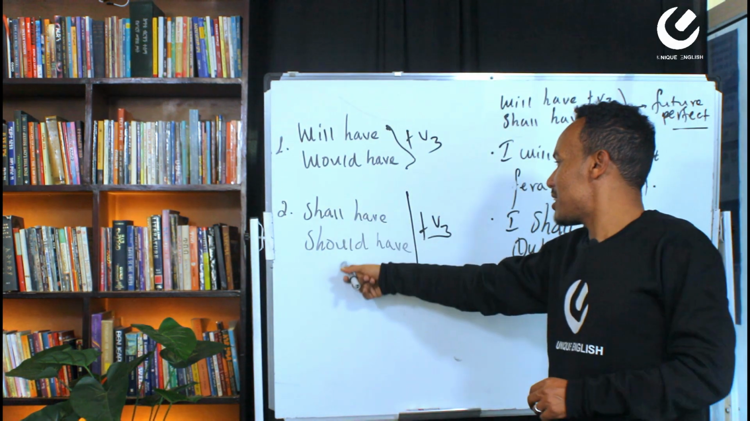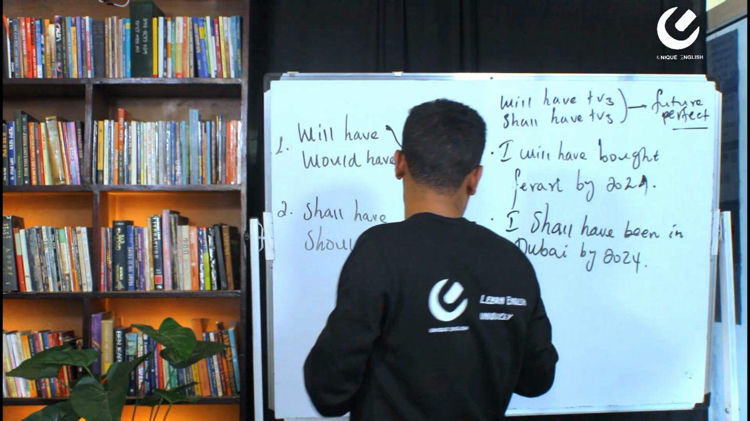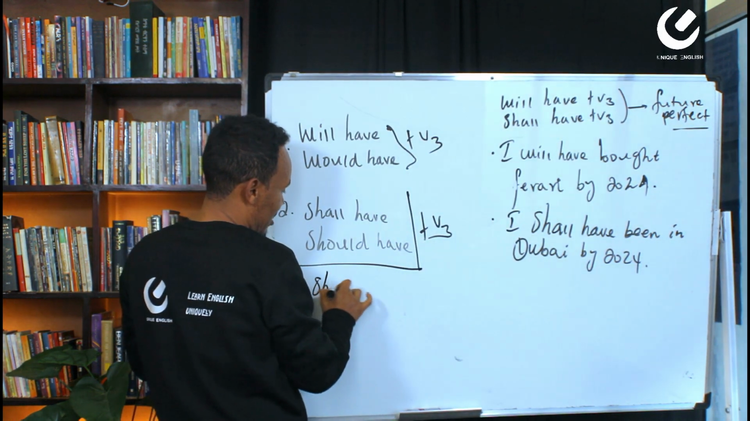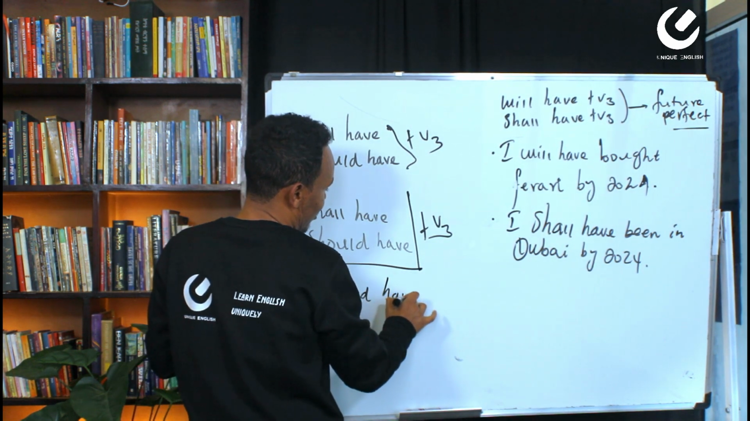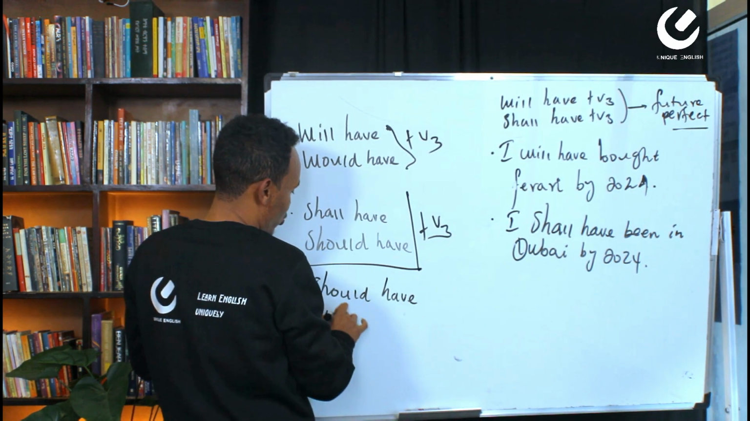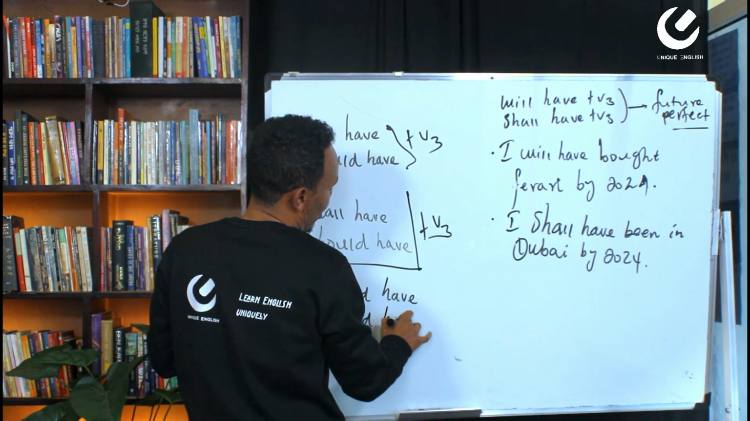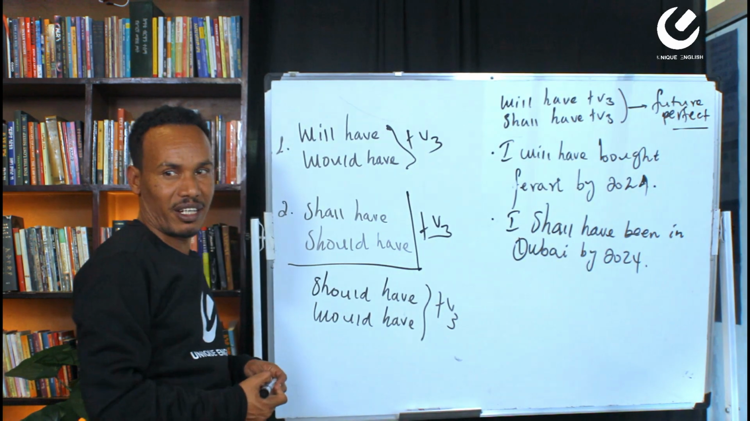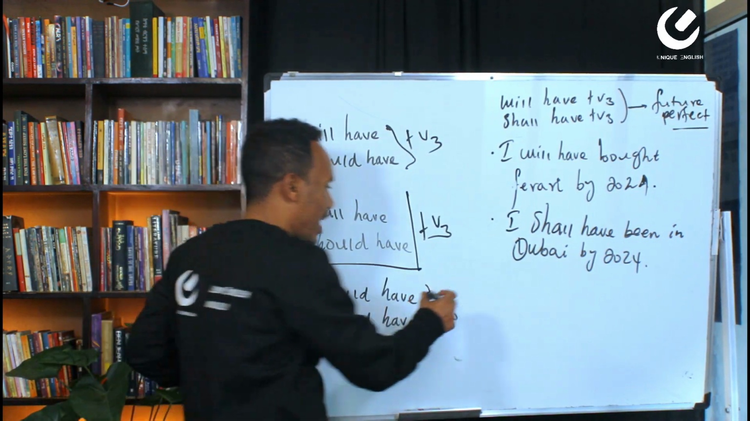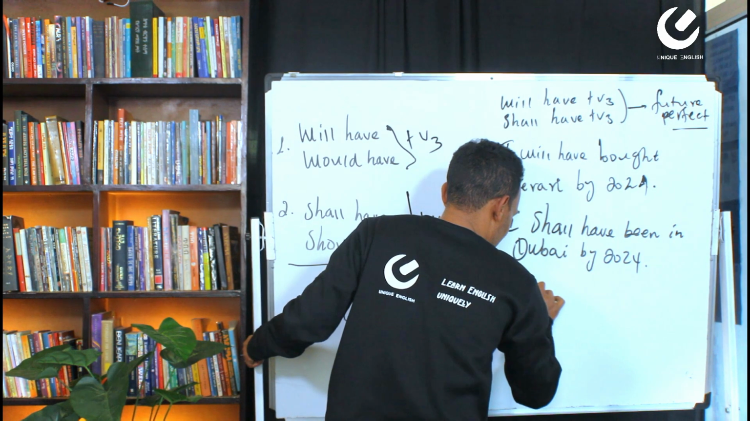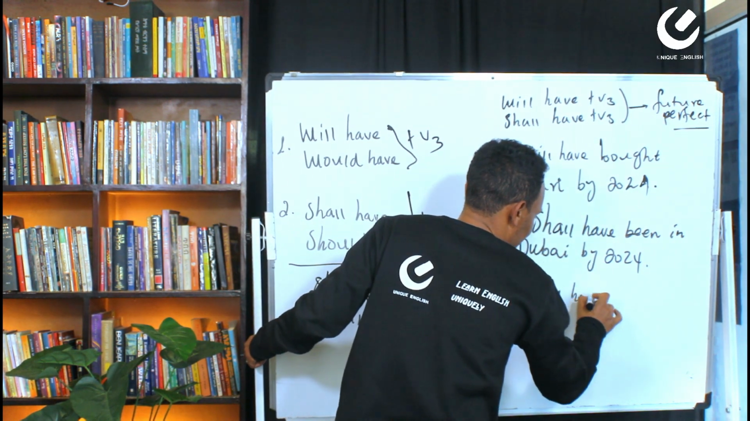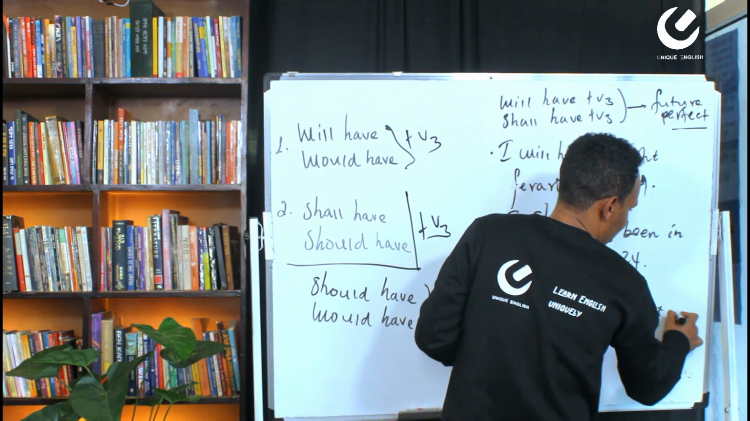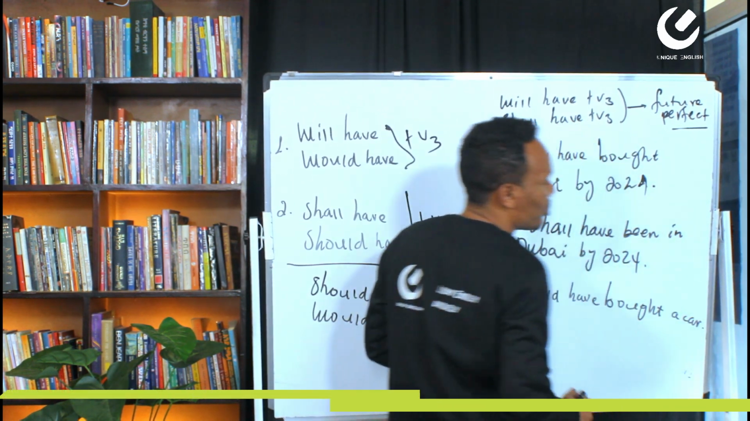All right. What about should have and would have? I want to look at these two. Should have, say it, should have or would have. They are all followed by what? Verb 3. This is called perfect conditional, right? So I should have, I should have bought a car. I should have bought what? A car. I should have bought a car.